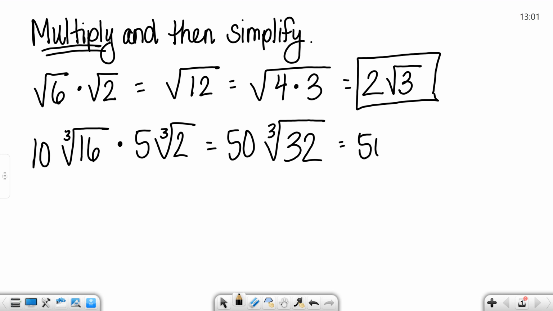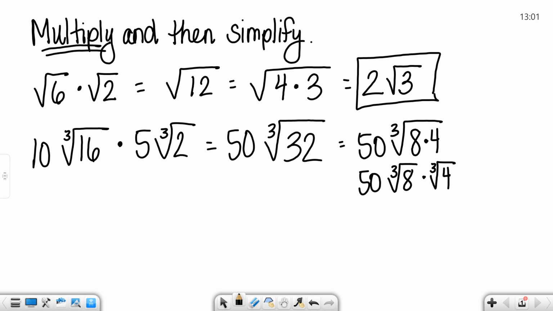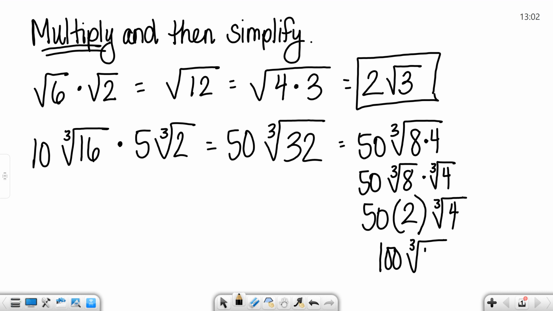And now simplify. So the cube root of 32, I can break that up into 8 times 4. If you need to see it written separately, that's the cube root of 8 times the cube root of 4. The cube root of 8 is 2, and then we've still got the cube root of 4. So when I take the cube root of 8, I get the answer 2. I have to multiply it by the 50 that's sitting out there. So I get 100 times the cube root of 4. That would be my answer for that one.